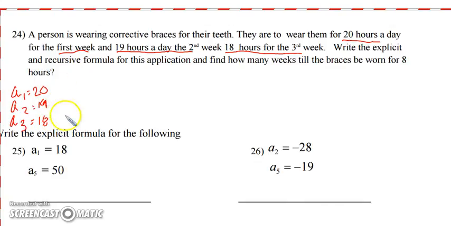It doesn't give us the difference, and we really need that. If you look from term to term, you notice this goes down 1, so that means this is minus 1, minus 1. So the difference equals minus 1. Now we have everything we need. So recursive.